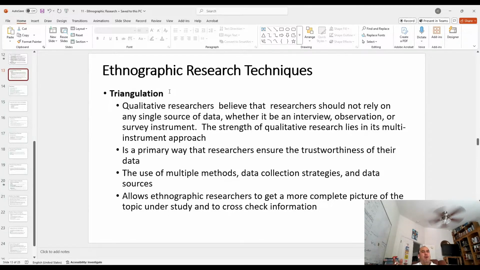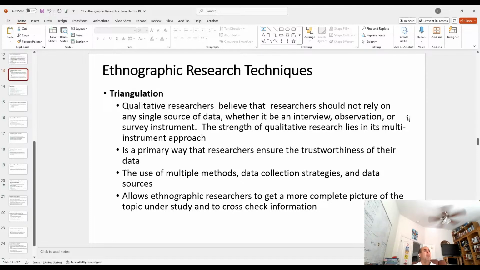You want to collect maybe not only observations. In the study that I did on Latino therapeutic methodologies, I did observations, I did parent surveys, I did interviews, I did focus groups, I did student surveys. I mean, I collected so many different types of data to be able to achieve that high level of triangulation.